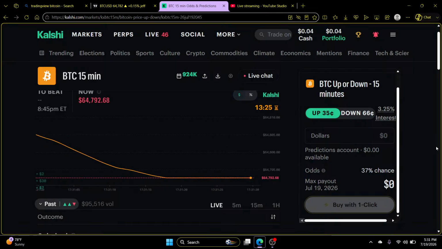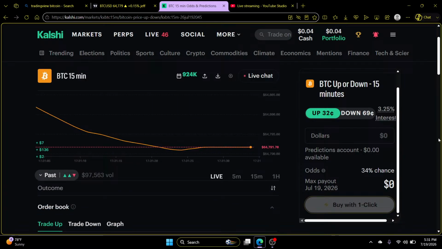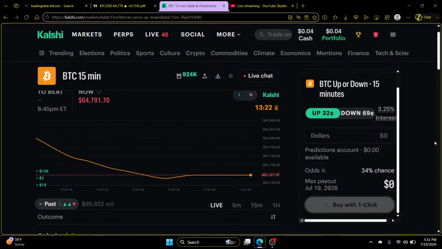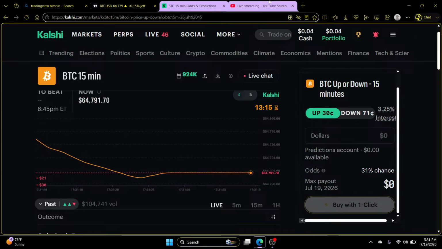Like I said, in theory, this should be down the whole time. But for some reason, I think it's going to go up eventually, sometime during this trade. But in theory, the candle charts are pointing down.